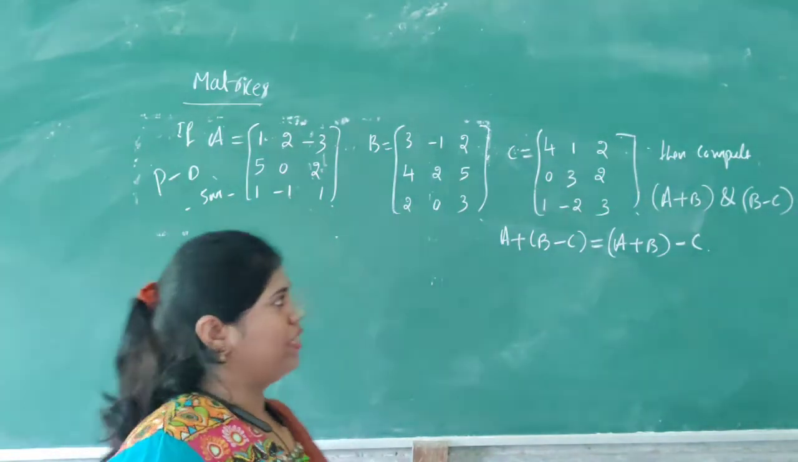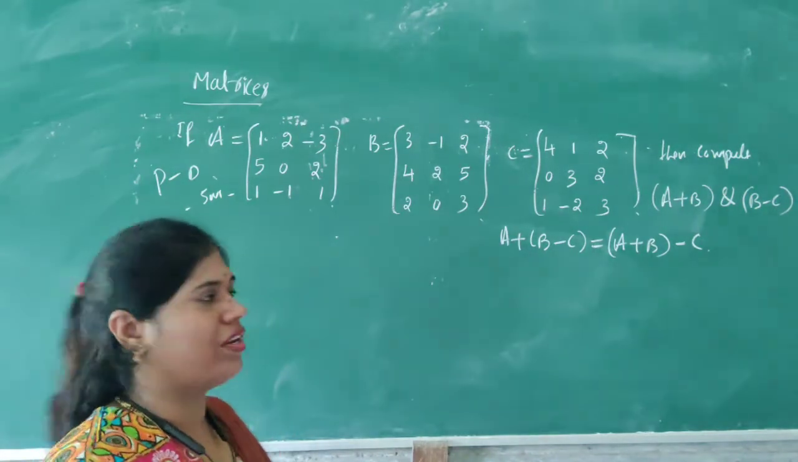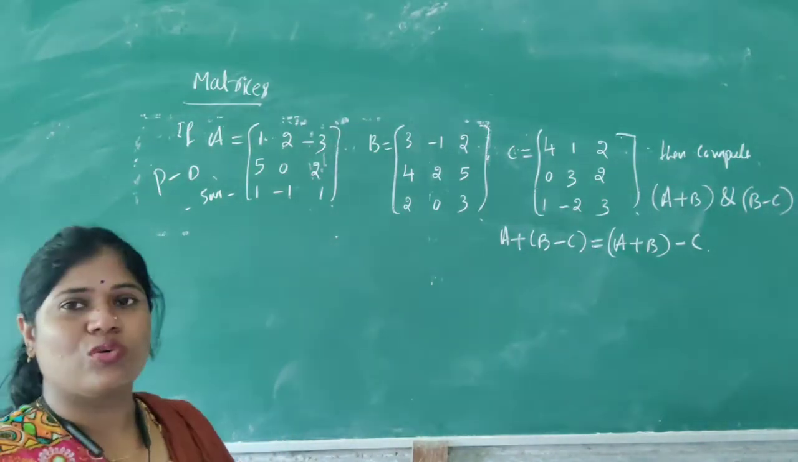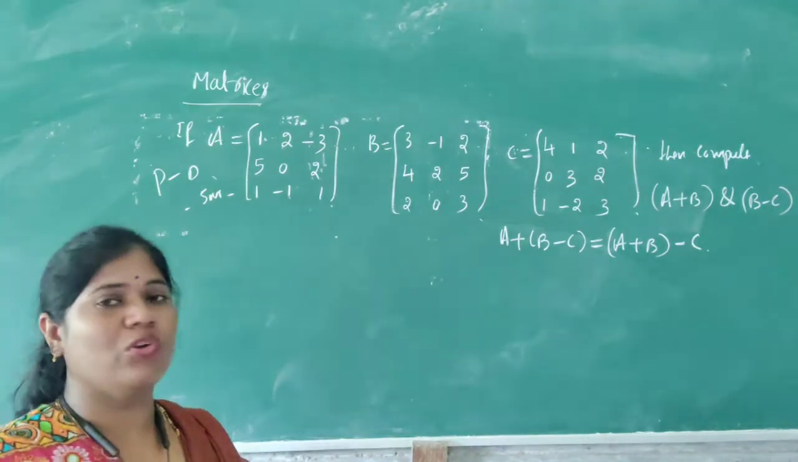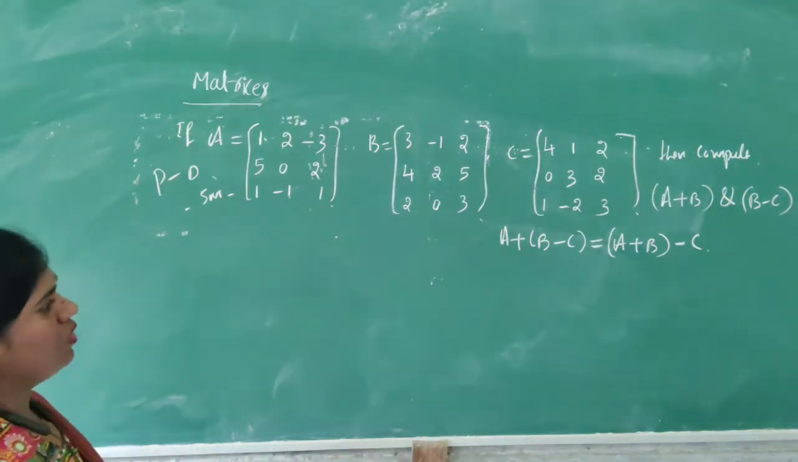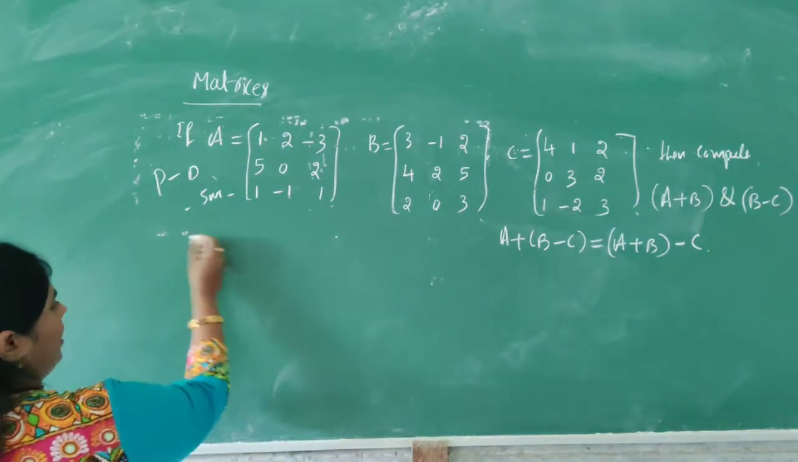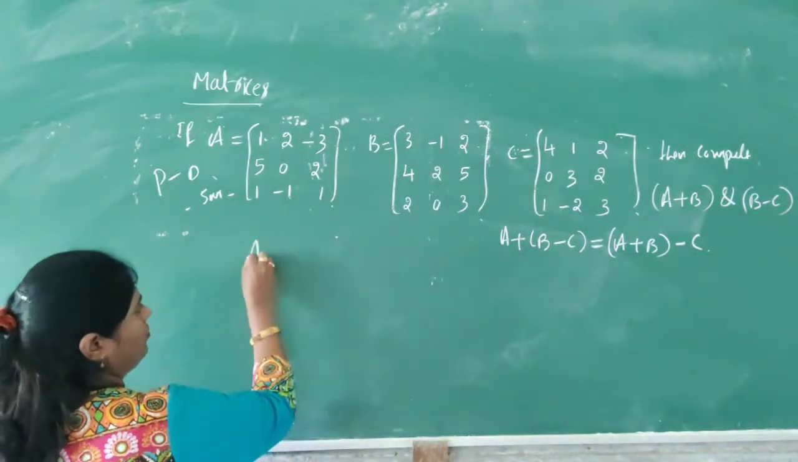So it is the given matrix. This one is very easy. You will get the marks very easily. All the students will write wrong elements, okay? So you have to be careful. First we will go for A plus B.